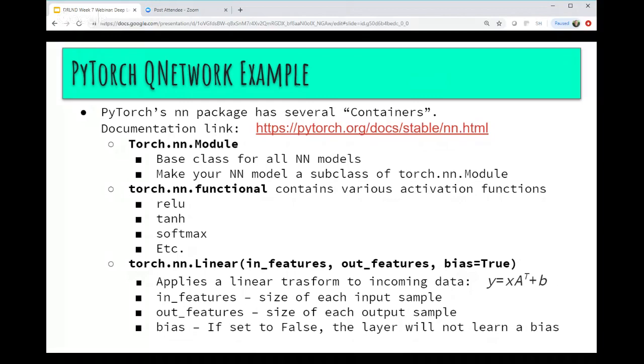When you call torch.nn.Linear, you have to pass in the size of the input features and the size of the output features, and whether you want to use a bias or not. Essentially, it just produces an output y by multiplying the input x times a weight matrix, here termed A transpose, and adds a bias. You can choose to learn with the bias or without. Just set it to true or false, whether you want to use that or not.